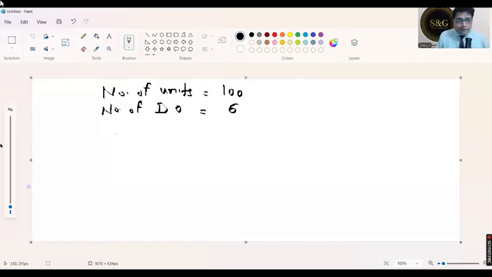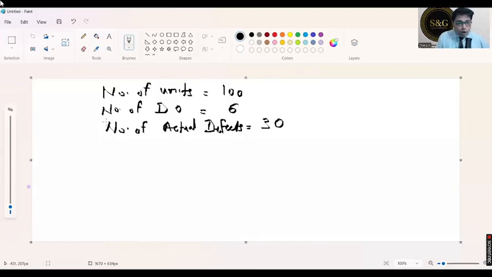Okay. Now I found the number of actual defects. Let's imagine I found it to be 30, let's say. I found 30 defects out of 600.